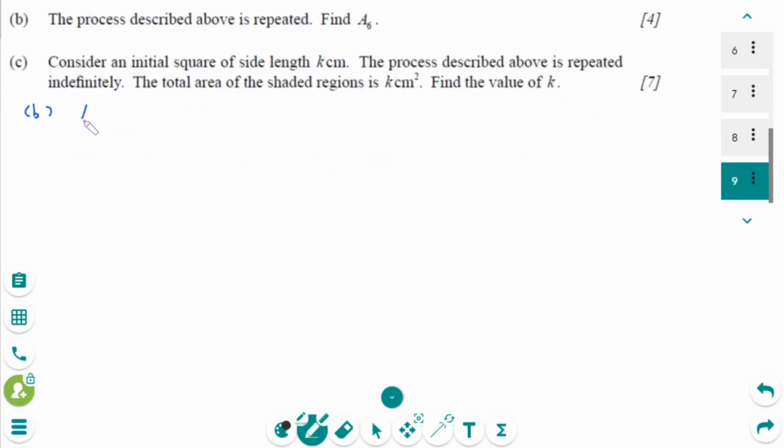Number B, A1 equals 32, then A2 equals 16, A3 equals 8. These are in geometric sequence with the first term 32. The common ratio is 1 over 2. So A6 equals 32 times 1 over 2 to the power of 5. 32 times 1 over 32, which is 1.